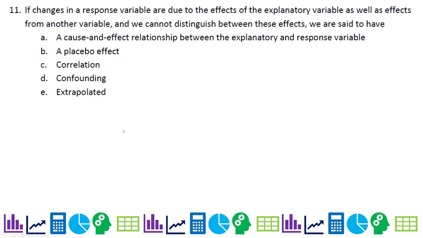Number 11, if changes in a response variable are due to the effects of the explanatory variable as well as effects from another variable, and we cannot distinguish between these effects, we are said to have what? So a cause and effect relationship has nothing to do with it. That's only for random assignment in an experiment. Placebo effect, this has nothing to do with placebos. Correlation, actually, you don't need two quantitative variables for this, and correlation is for two quantitative variables. You can have this effect also when you have categorical variables. It is confounding. So the other variable is confounding our results.